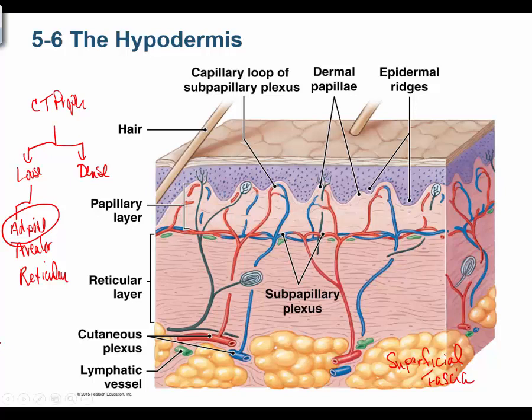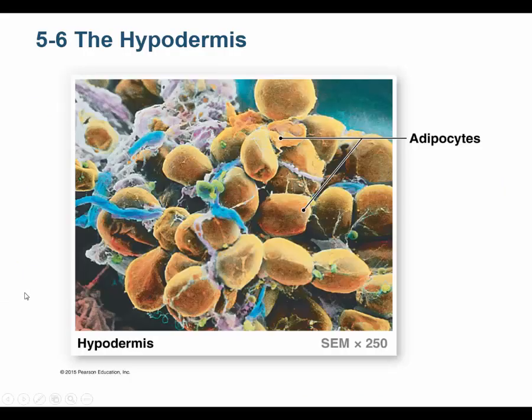We have adipocytes, which may or may not be filled with adipose in your hypodermis. This is a scanning electron micrograph of these adipocytes in the hypodermis. Everybody has a little bit or a lot. It depends on your body type and your BMI and things like that. But everybody has adipose in their hypodermis, and there is a sexual dimorphism, which means men and women store different amounts in different places in their body.